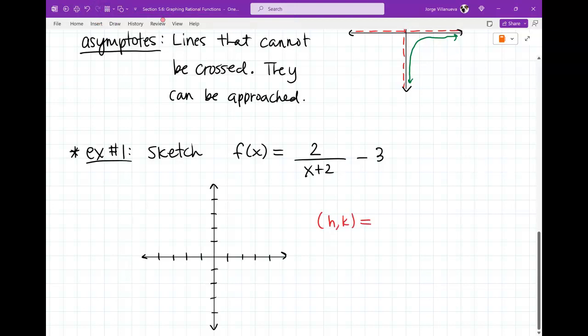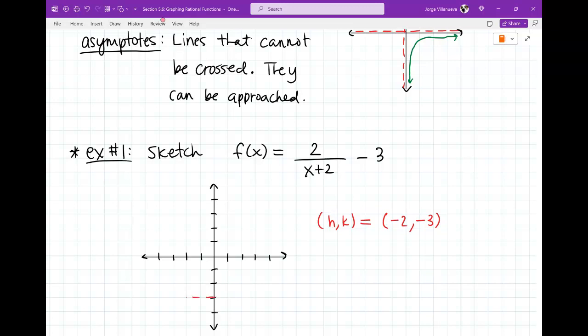What's HK? 2, negative 3? Close. Negative 2 and negative 3, because H is a liar, right? It still follows all the same rules. Negative 2, negative 3. So I'm going to go to negative 2, negative 3. I'm going to put a little dot there just for reference. I know you can't really see it, but it's there. And I'm going to use that to draw my asymptote.